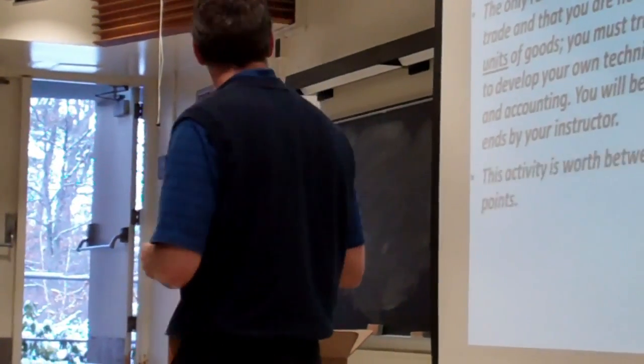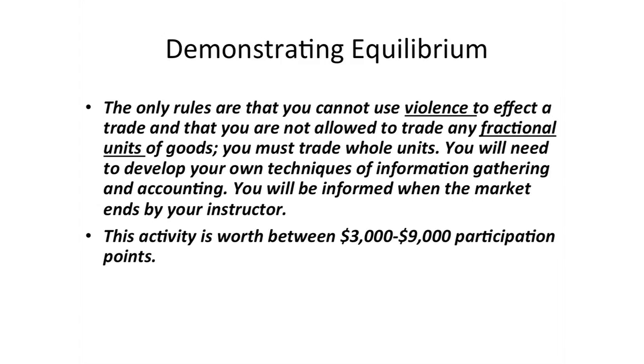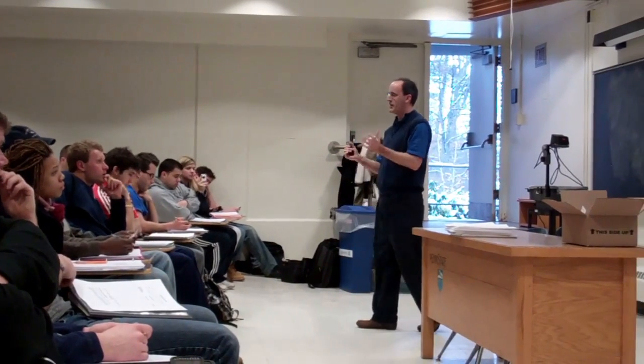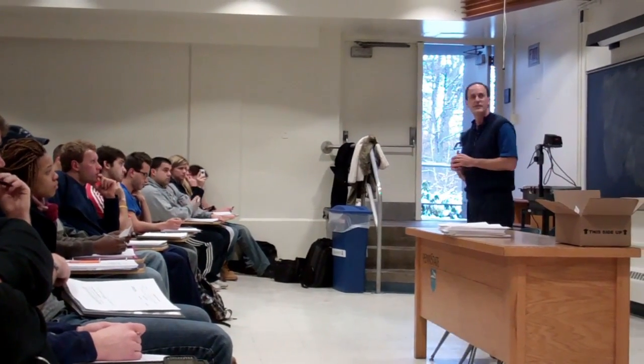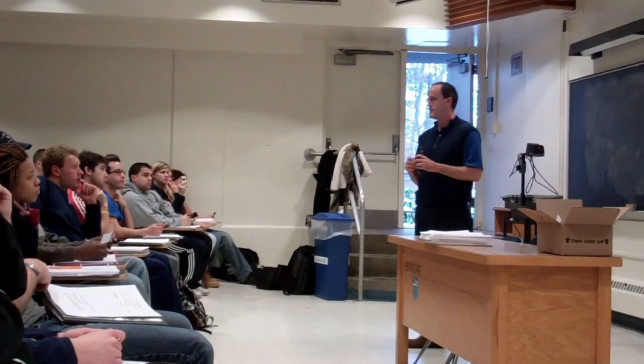A couple other things you need to know. Just for being here and participating, you're guaranteed $3,000 in participation points. And for each of the six categories, when you get to your number, you'll pick up an additional $1,000 in participation points. So the more categories you can get, the better. That would be the basic rule of life in economics, trying to get more as opposed to less.